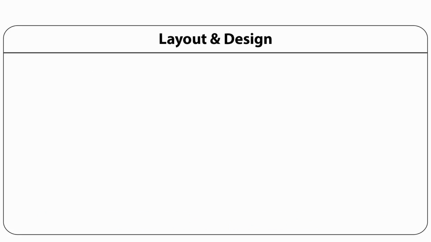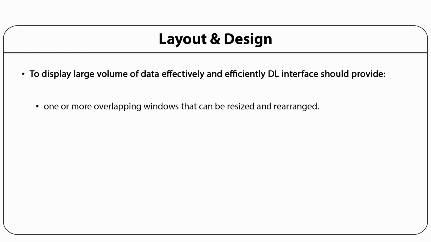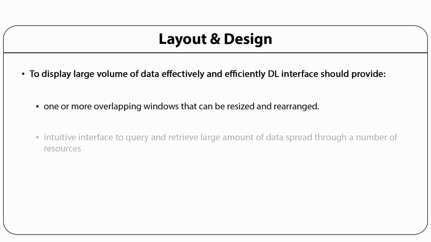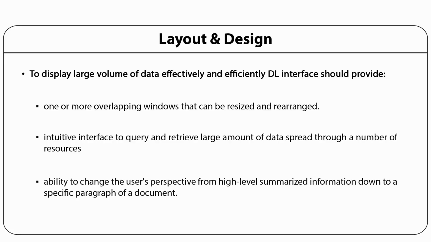Since the user interface for a digital library must display large volumes of data most efficiently, a user of a digital library should be presented with one or more overlapping windows that can be resized and rearranged, an intuitive interface to query and retrieve large amounts of data spread through a number of resources, and the ability to change the user's perspective from high-level summarized information down to a specific paragraph of a document.